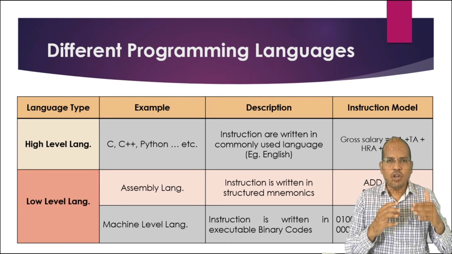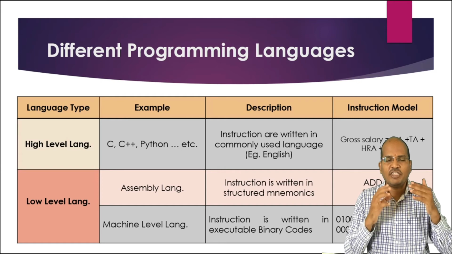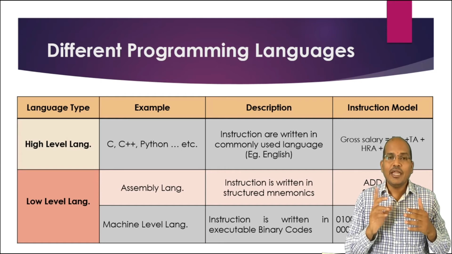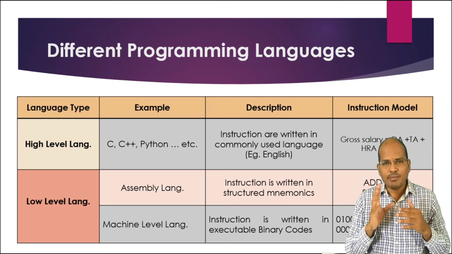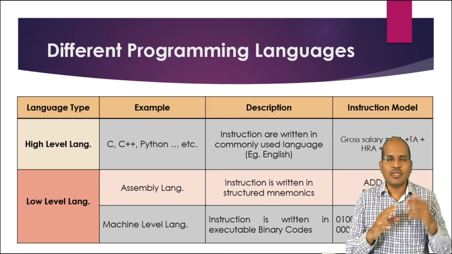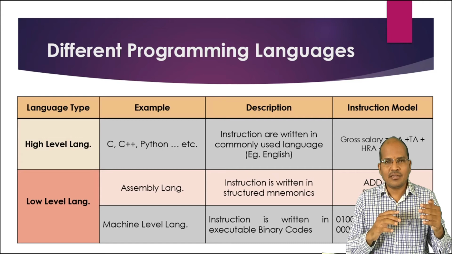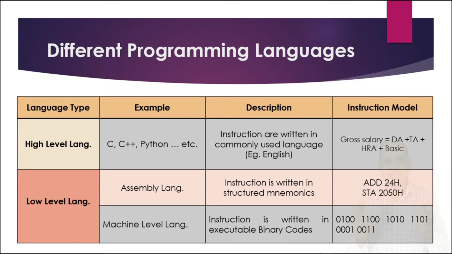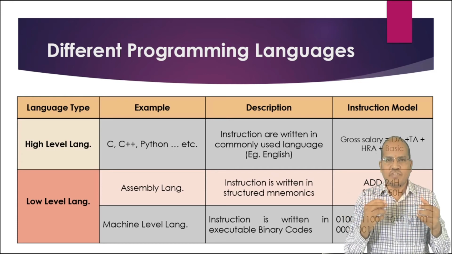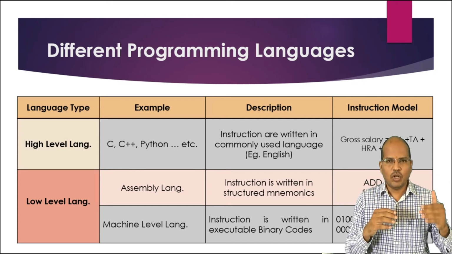And then we have machine level language. In machine level language, we write the instructions in ones and zeros, that is called binary codes. As a machine understands only ones and zeros, machine level language has instructions in ones and zeros only. So you write the instruction as 010011001010 and so on, which is a little complex. Fine. So this is how we differentiate high level language from low level language.